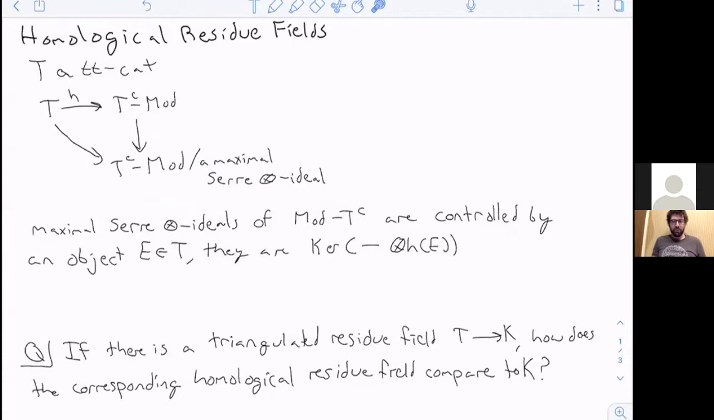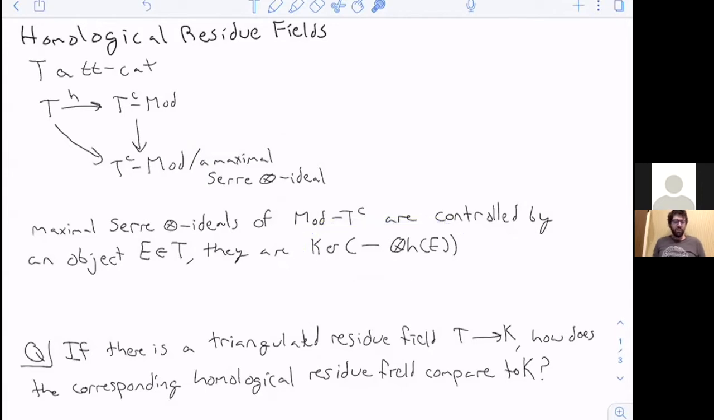These were introduced by Balmer, Krause, and Stevenson, and they're useful for lots of things. For example, there's a homological spectrum built out of these homological residue fields that maps onto the tensor triangulated spectrum. And there's a nilpotence theorem for homological residue fields. Each homological residue field is controlled by an object of T, in the sense that these maximal Serre tensor ideals are all of the form of the kernel of tensoring with a representable.